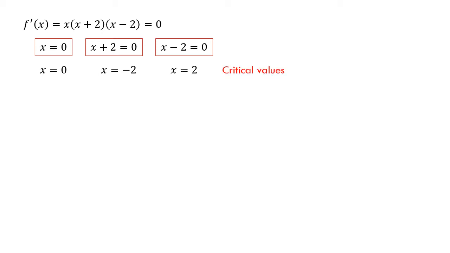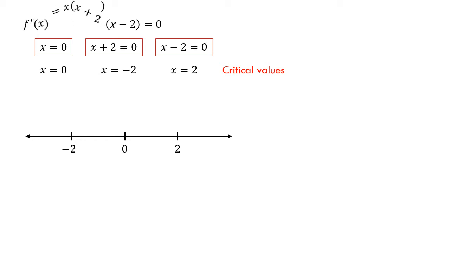And next we need to know whether the slope on the left and on the right of each critical value is positive or negative. We can put them on the number line from low to high. From low to high, we put negative 2 here, and put 0 here, and put 2 here. Now three critical values divide the number line into 4 intervals. To determine whether the slope on each interval is positive or negative, we can pick one number on that interval and plug into f prime of x.